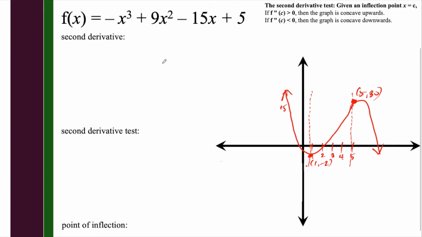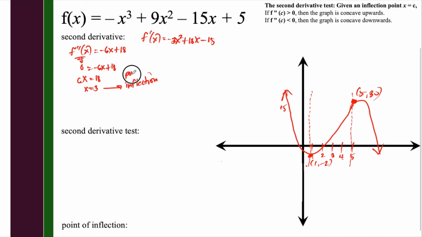Moving on, let's now have the second derivative. So again, the first derivative is negative 3x squared plus 18x minus 15. So the second derivative is the derivative of the first derivative. So that's negative 6x plus 18. So solving for x when this is 0, that gives us x equals 3. Again, this 3 is what we call the point of inflection. So meaning, somewhere here at 3 will be the point of inflection.